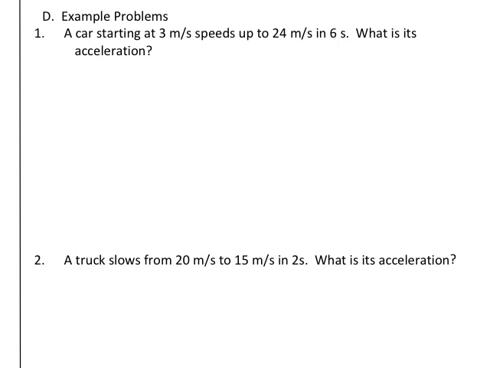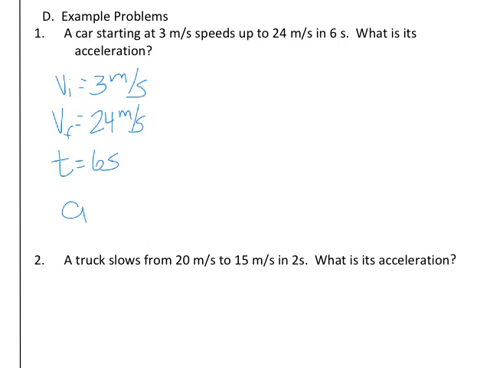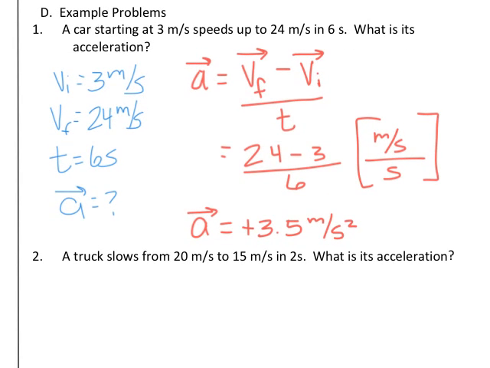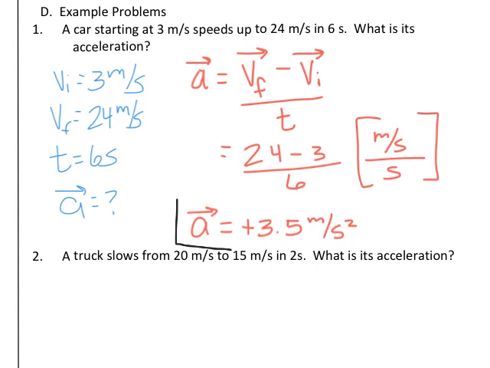The last thing we're going to do for this section are two example problems. So let's go ahead and write down our givens. We have a car starting at 3 meters per second, and it's going to speed up, so that'll be our final speed of 24 meters per second, and that occurs in a time of 6 seconds. We want to find the acceleration. So go ahead and pause and try this one on your own, and then come back and check your answer. You should have gotten positive 3.5 as your final answer for the acceleration in this problem.